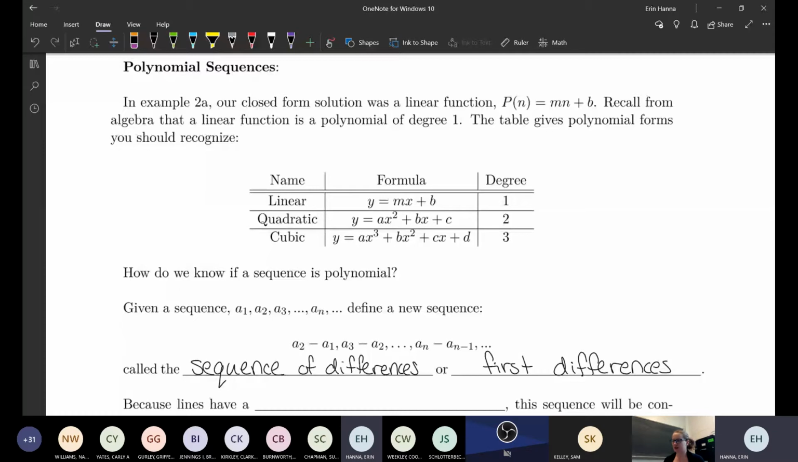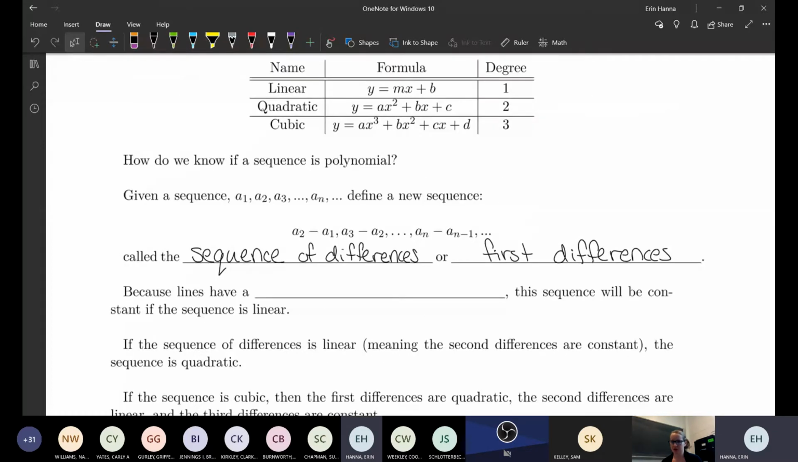And this idea of taking the terms and subtracting them from each other is what's going to allow us to figure out what type of polynomial it is. So if you think of straight lines, of linear functions, because they have a constant slope, these first differences are going to be constant if the sequence is linear, because that's where you would find that common difference between all the terms. If you just subtract consecutive terms, you would get that same value all the time.